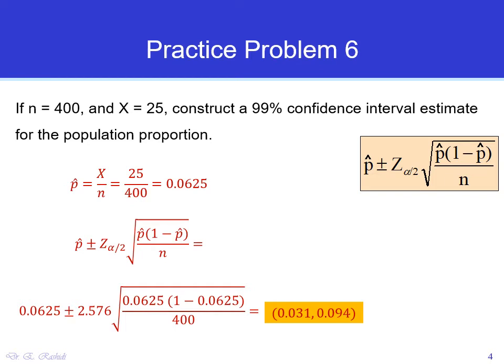And then we also find the standard error, and this would give us the confidence interval. So we would say that we don't know what P is, but we are 99% confident that it is a value between 0.031 and 0.094.